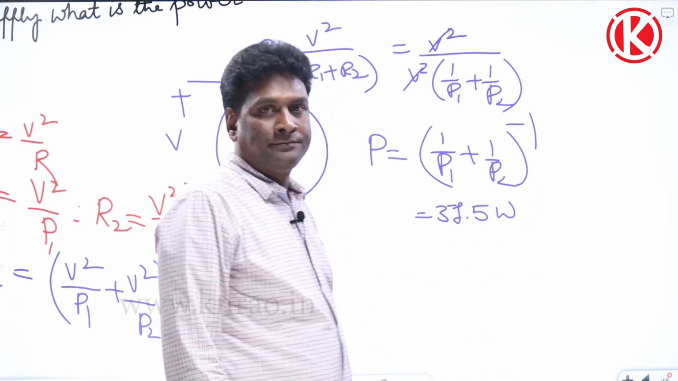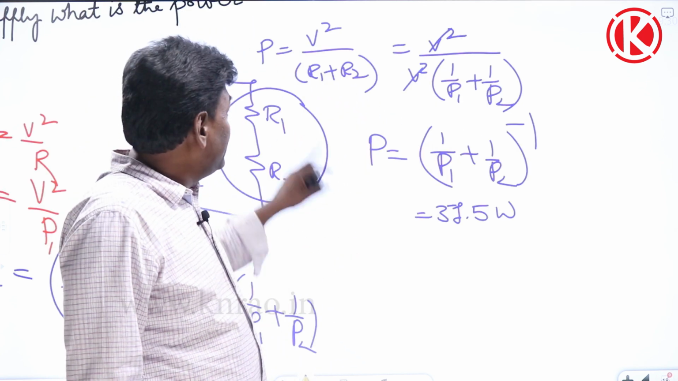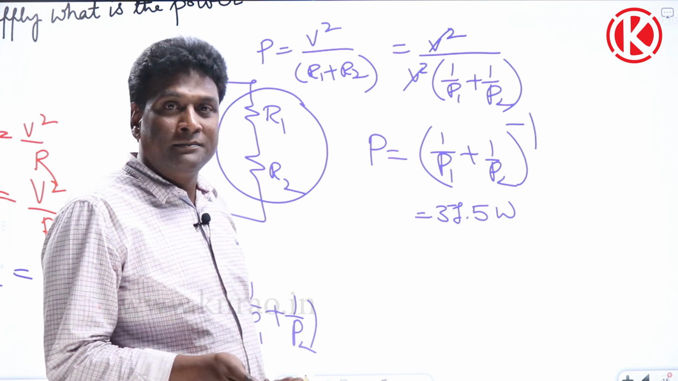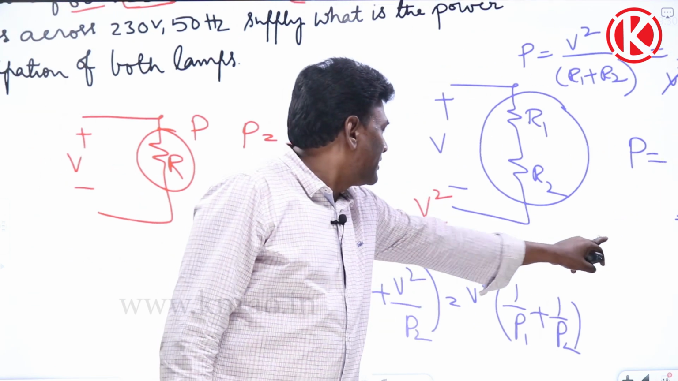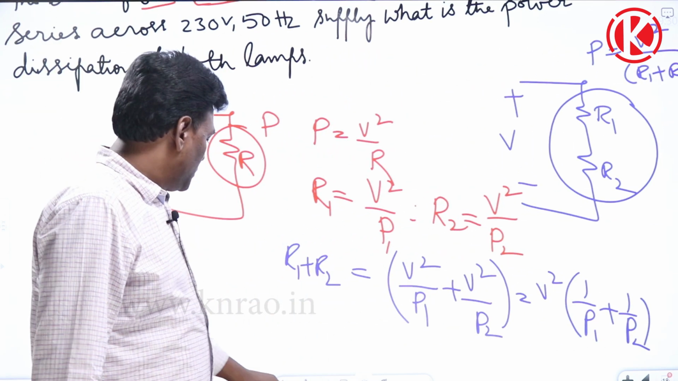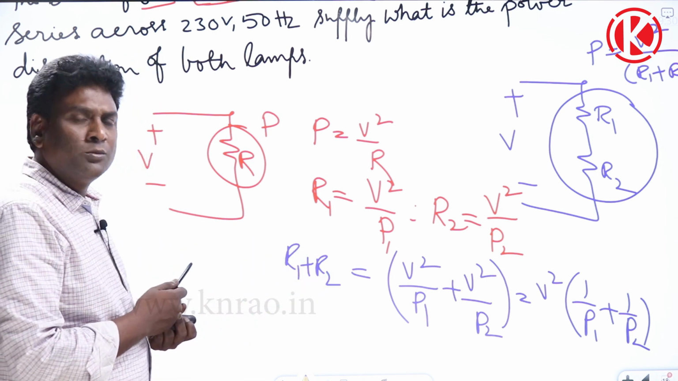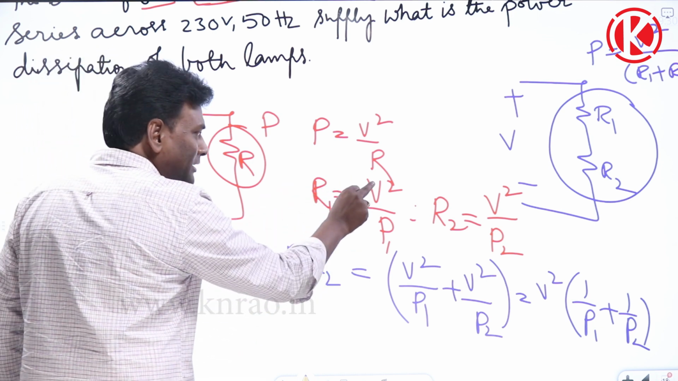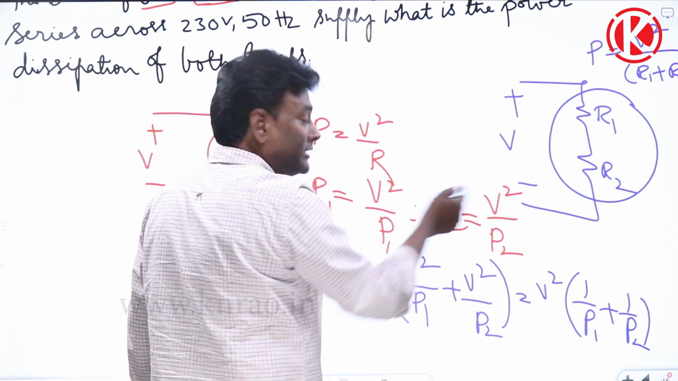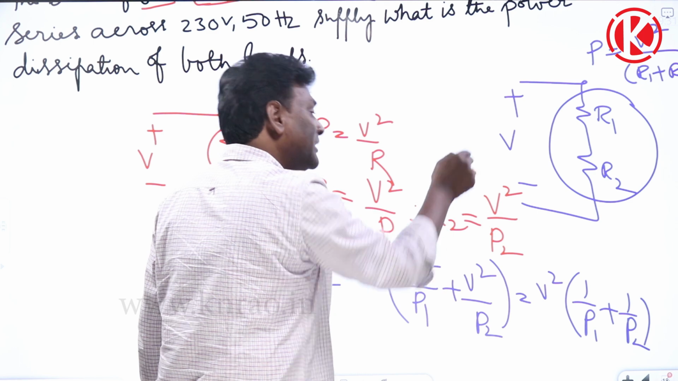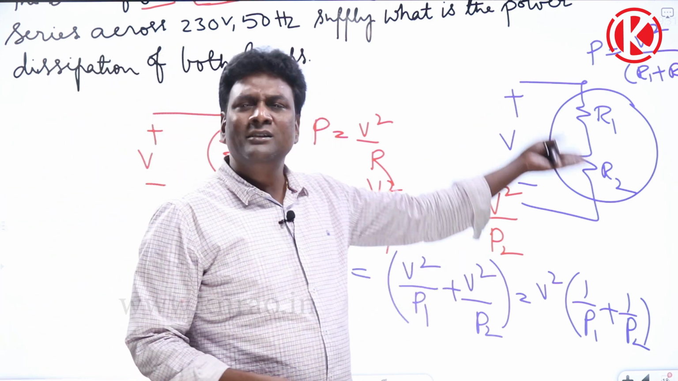37.5 watts. Okay, that's fine. And one more thing: when voltages differ, take that and individually find R1 and R2. For example, if they give 230 volts for this and 220 volts for the second one, then calculate R1 with 230 square divided by 60, and calculate the other with 220 square divided by 100 power, and as per that you can do.